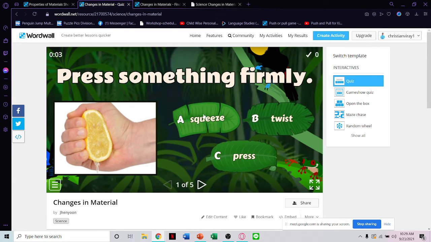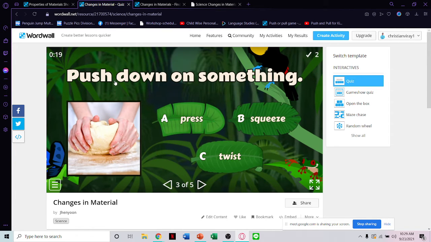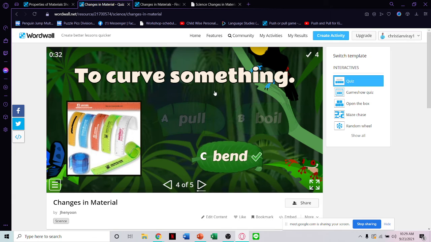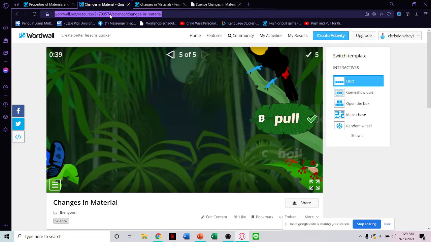Okay, you just have to choose between A, B, or C. To press something firmly means squeeze. Next, to turn something around itself is to twist. To push down on something means press. Next, to curve something is to bend. The last one is to stretch something. Pull. You only have 5 questions for this game.